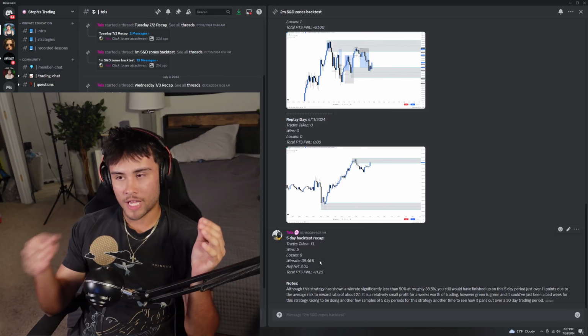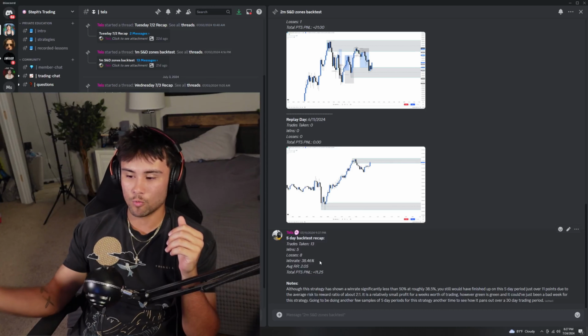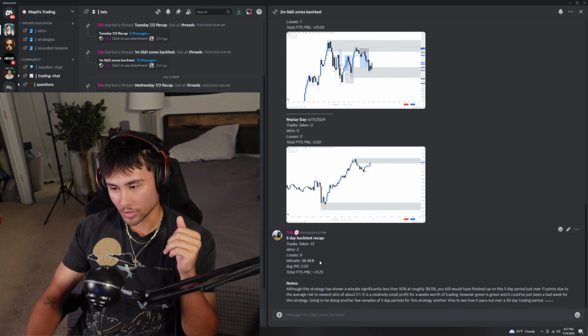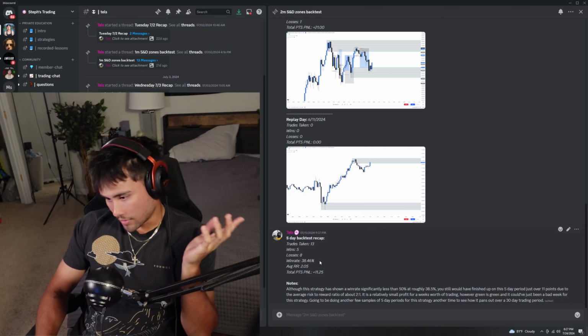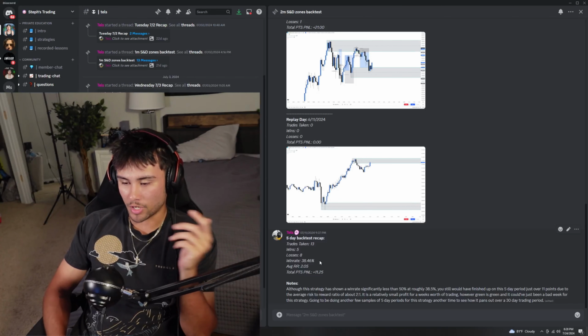What does this tell me after I've done my backtest and my journal entry for the 5-day backtest? This strategy would have netted me a total of 11 points. Now, obviously 11 points is really not that much at all. I even wrote, it is a relatively small profit for a week's worth of trading. However, green is green, and it could have just been a bad week for this strategy.